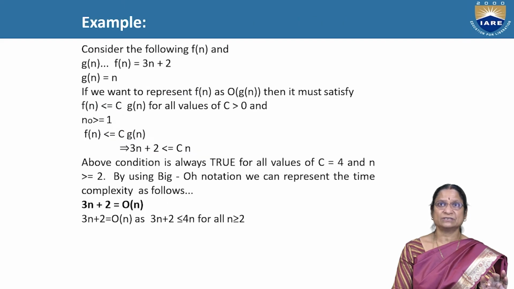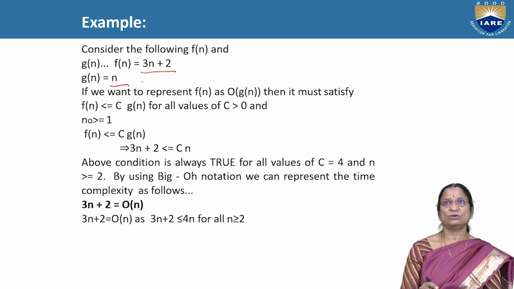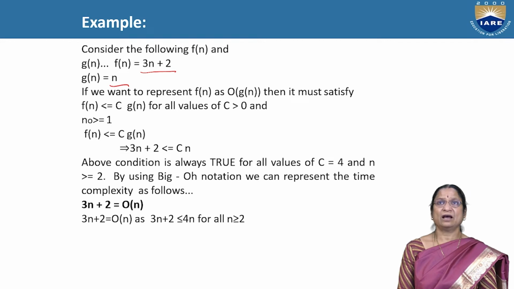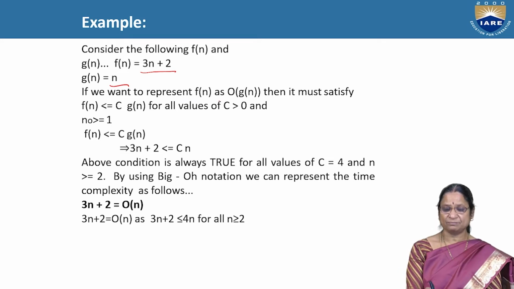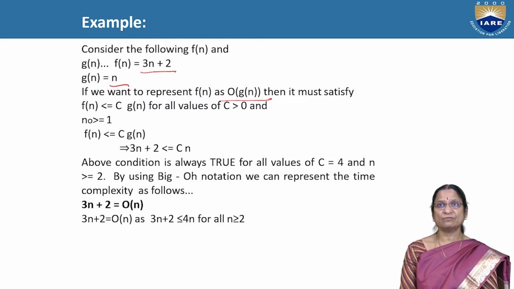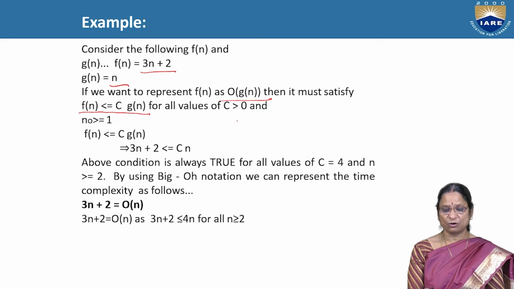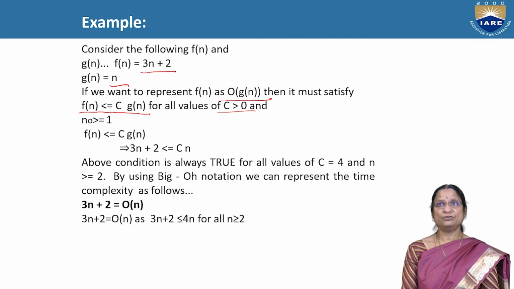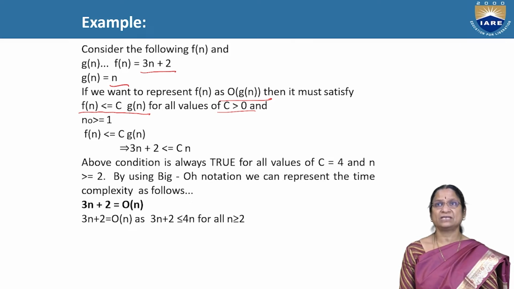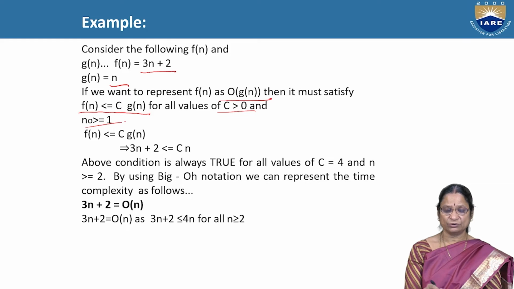When we are considering these big O notations, we will consider some examples. Let us assume two functions, f of n and g of n, where f of n is equal to 3n plus 2 and g of n is equal to n. We want to represent our f of n as big O of g of n. f of n is equal to big O of g of n such that there exists a constant value c, where f of n is less than or equal to c g of n for all values of c greater than 0. We need to find from which value of n this holds, that is for all c greater than 0 and n naught greater than or equal to 1.